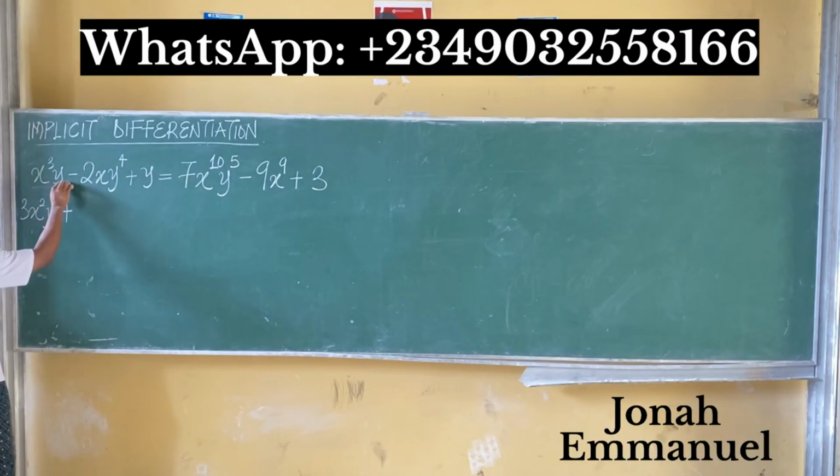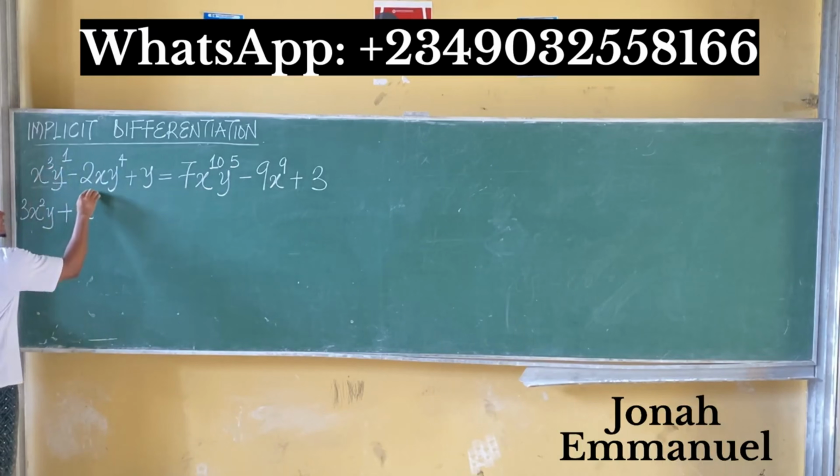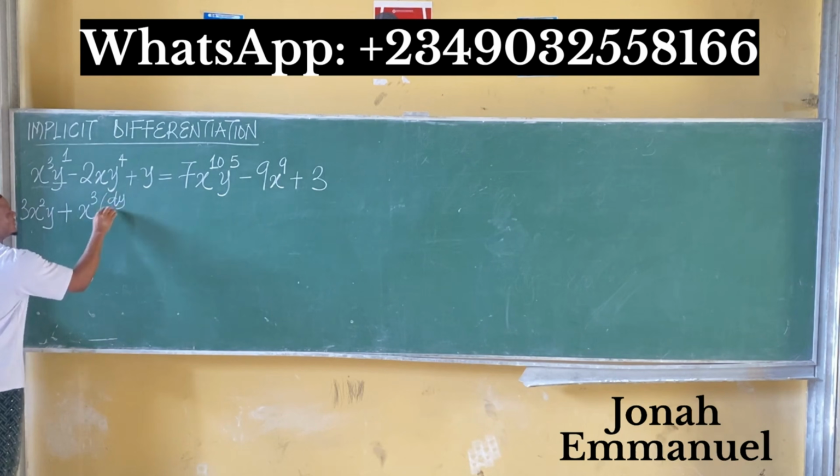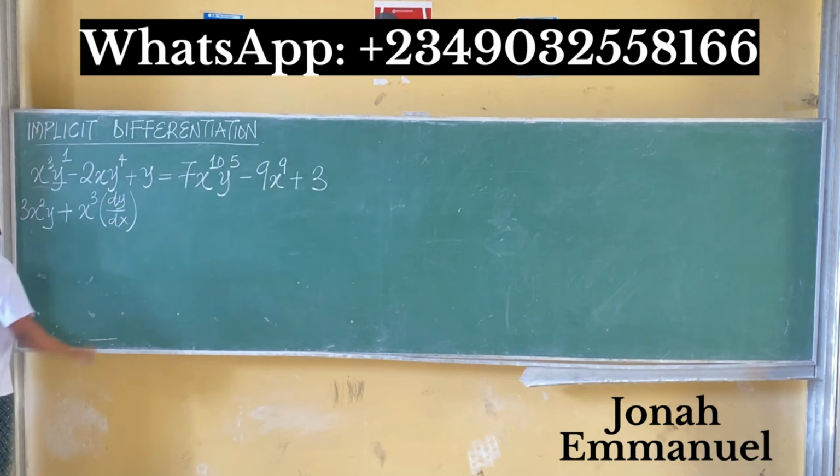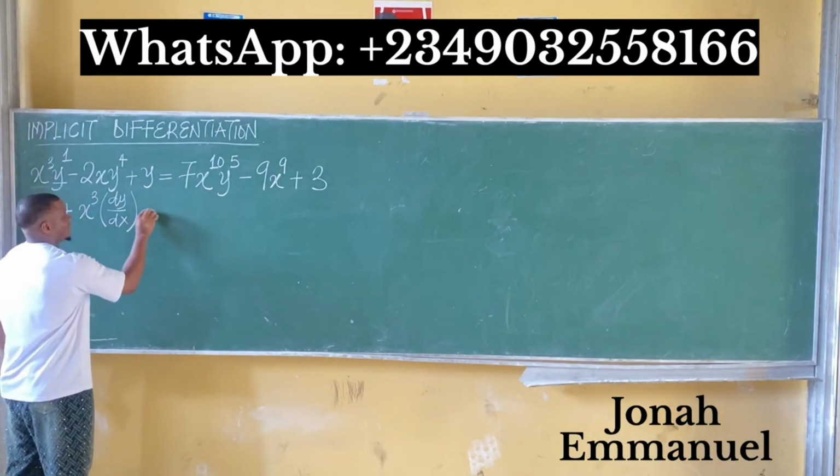So differentiate y here gives you what there? 1. Use 1 to multiply this. 1 times x cubed gives you what there? x cubed. Add what there? dy/dx. So I have this. All right. The first term is settled. What's the sign here? So you write minus now.